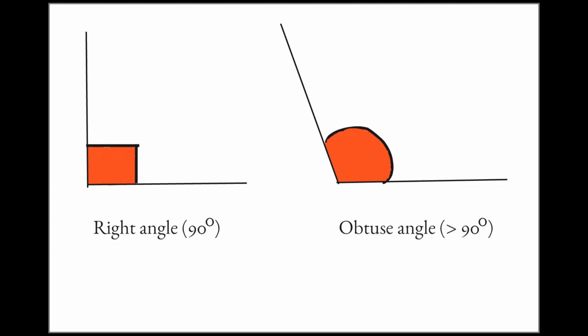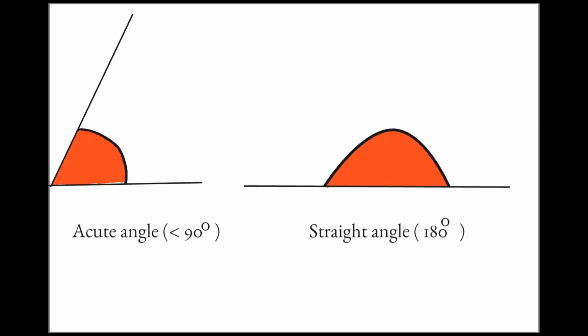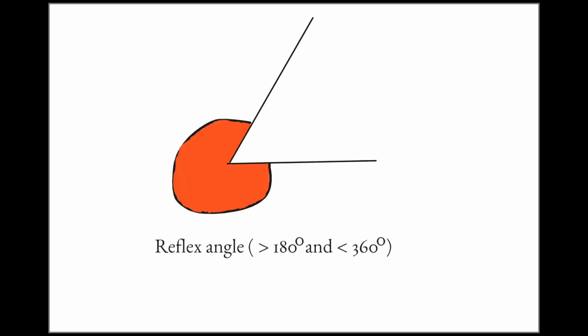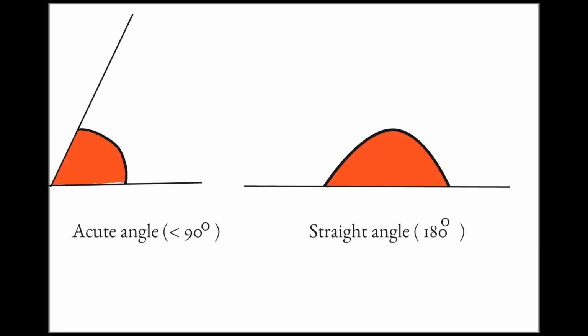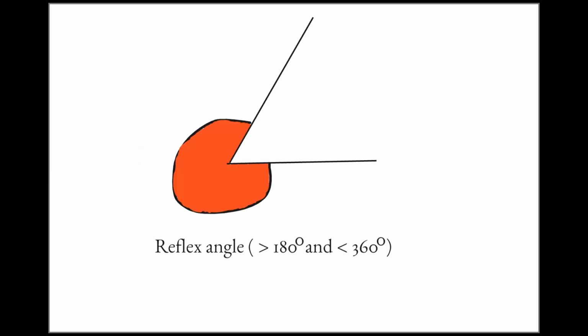First of all, we've got a right angle, and that is a 90 degree angle. Then an obtuse angle is greater than 90 degrees. And then we've got acute, which is less than 90 degrees. And then we've got a straight angle, or the angle of a straight line, which is 180 degrees. And then we've got a reflex angle. So that is an angle that is greater than 180. As you can see from the previous image, it's greater than 180, but it's less than 360 degrees. So it's not a complete circle there.